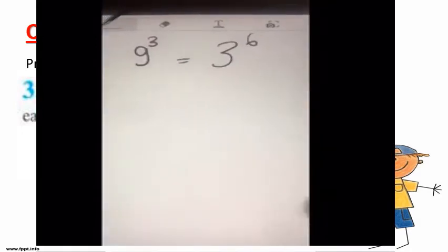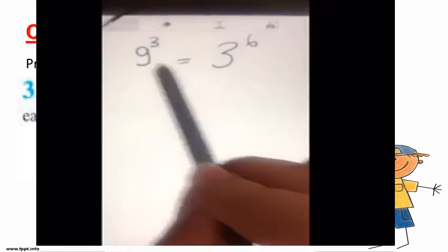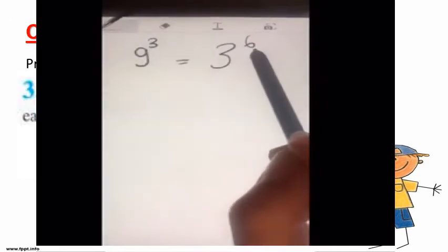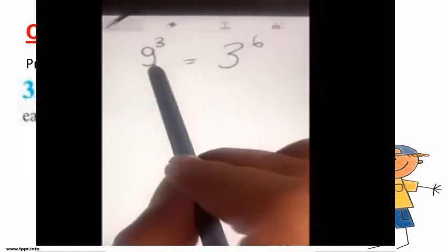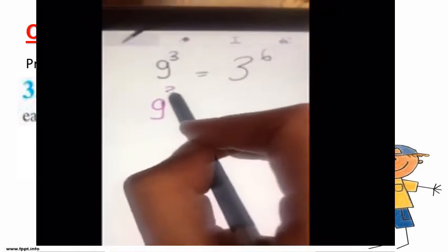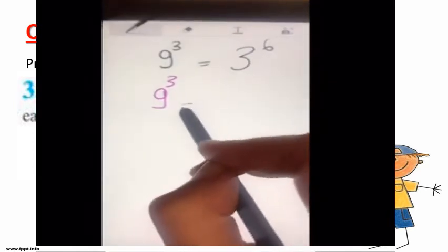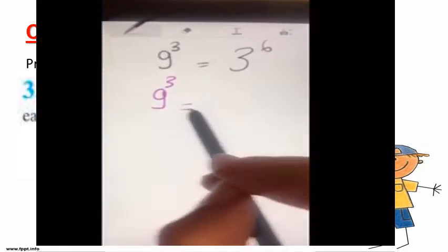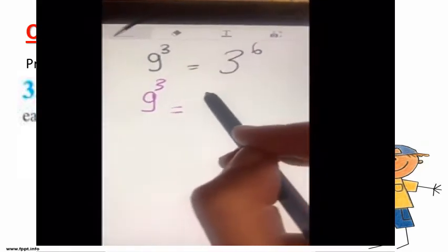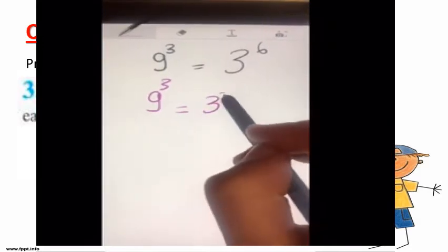Okay, the third one. Miss, how can I know if I want to work on this one or this one? If you take 3 to the power 6, you can't work on 3. If you start with 9, take 9 cubed. 9 is equal to what? It's 3 times 3. So instead of 9, I can write 3 squared.